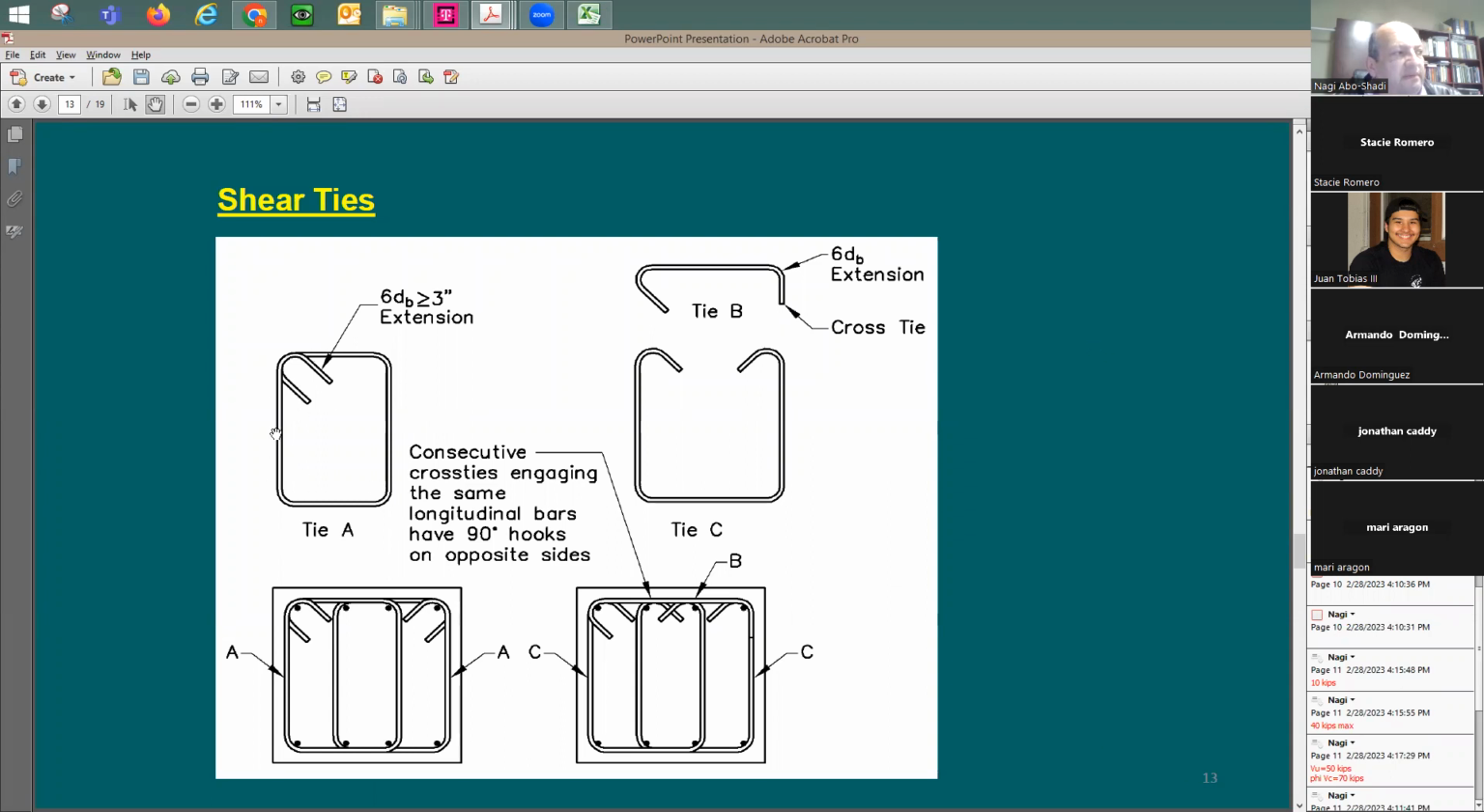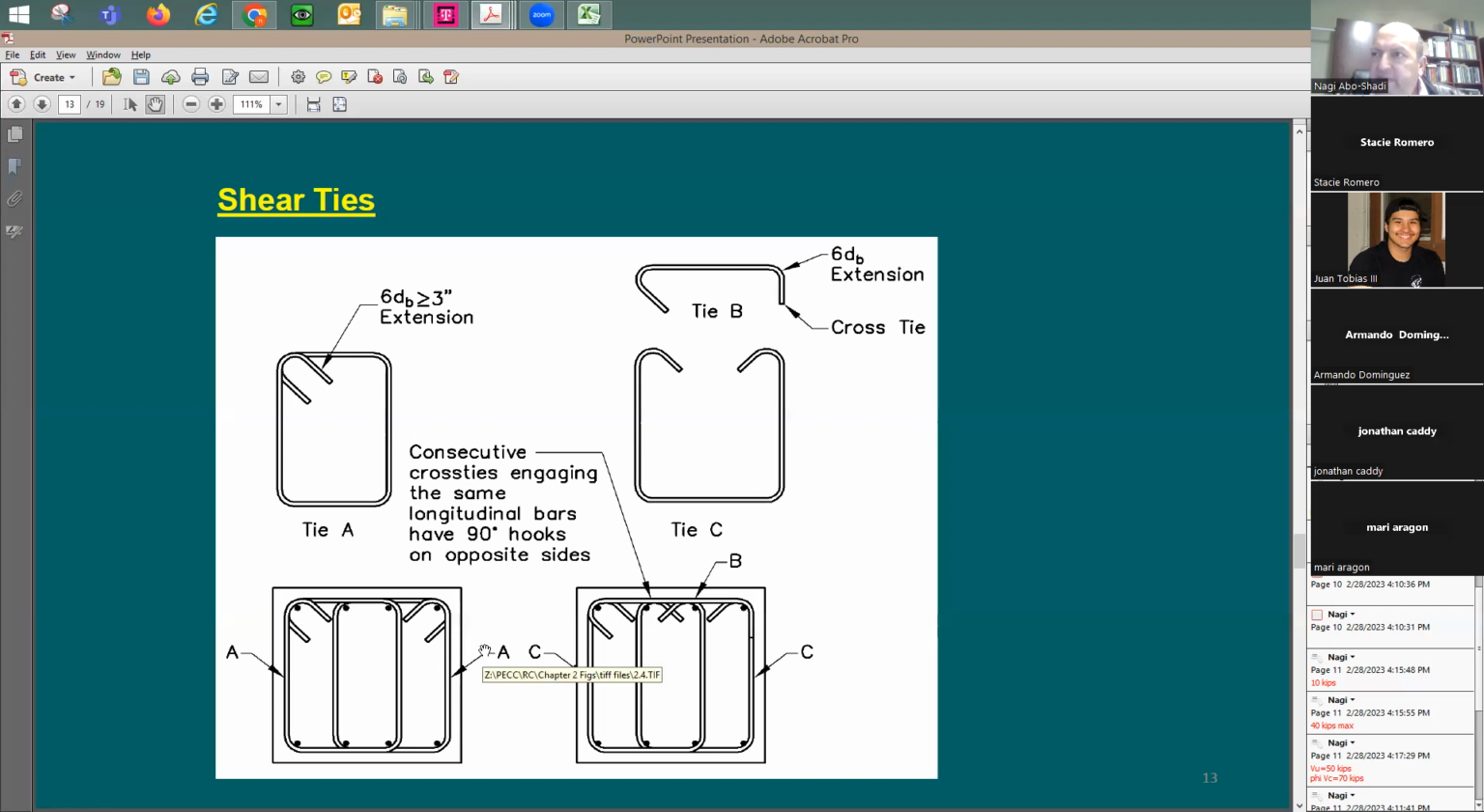Here's one tie. I can have a couple of this tie A. If you like to call this tie A, it has two legs. I can put them in one set. So the spacing between this tie and this tie is going to be 0. They are touching each other. So in this case, I can say Av is going to be equal to 1, 2, 3, 4 times As for one rebar.